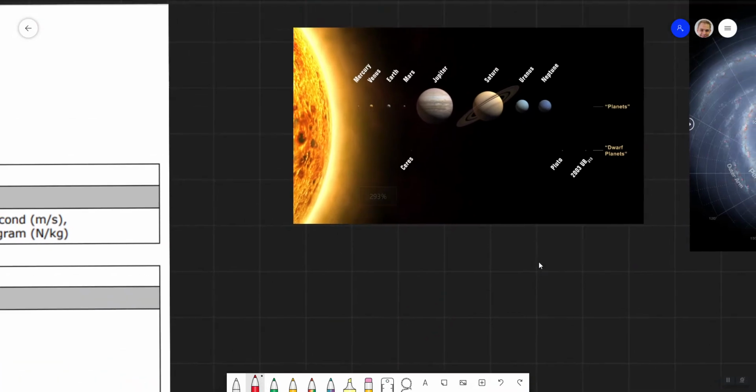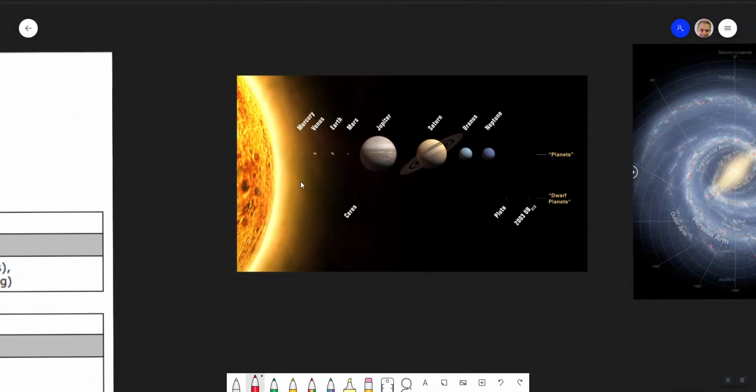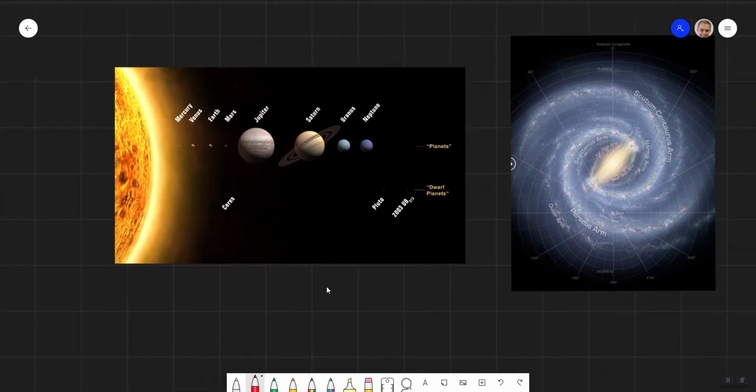You are currently inside the solar system. You are on this third planet, third rock from the sun. We're on the Earth. There are lots of planets, and some dwarf planets. You don't need to know the differences between them. And you're orbiting the sun, and the sun is in this thing.